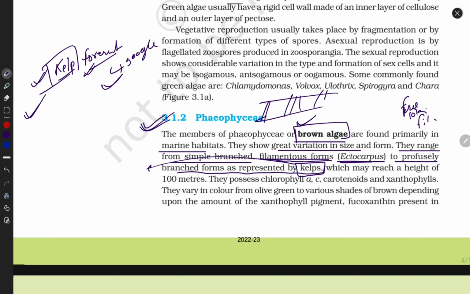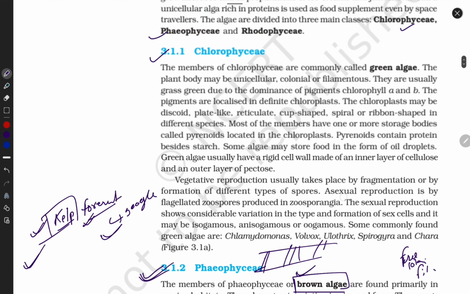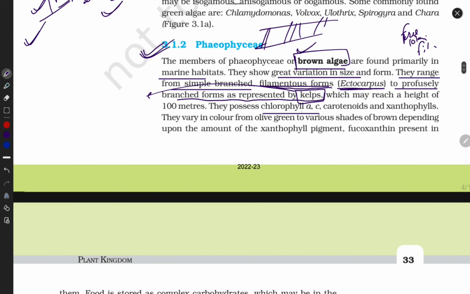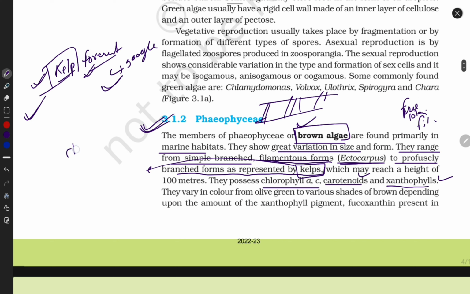They also have chlorophyll, but the chlorophyll form is what? A and C. Previously Chlorophyceae contained chlorophyll A and B, but these contain chlorophyll A and C. Carotenoids and xanthophyll, guys, are also helpful in photosynthesis. It is not compulsory that only if chlorophyll A, B, C, D, E is present the plant performs photosynthesis. These are essential pigments also.